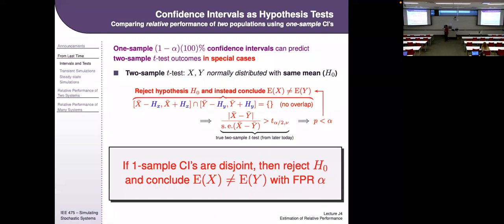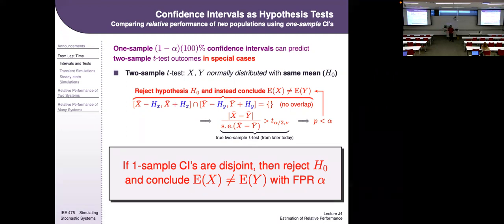Okay, so if one sample confidence intervals are disjoint, so this is we're trying to get to the relative comparison, comparing two populations together. And so if you calculate a one sample confidence interval for population X and another one sample confidence interval for population Y, and they don't intersect, so they're disjoint. So here's X's confidence interval, Y's confidence interval, the intersection is empty, then we can conclude that these two populations have a different mean.